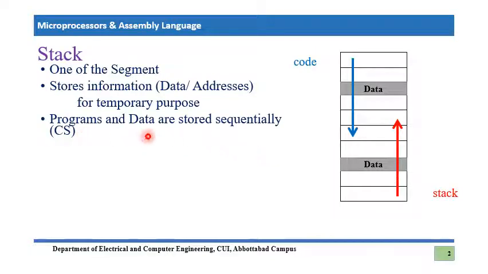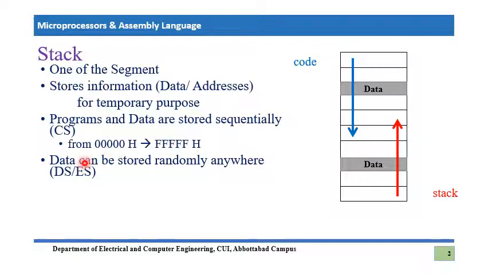Programs and data in the code segment are stored sequentially, and the normal address range is from 00H to the maximum address, which is 5 times F in hexadecimal. While if we talk about the data segment or extra segment, data can be stored anywhere randomly. For example, in a data segment, data can be stored here, then here, then it can come back to here, or then back to here.